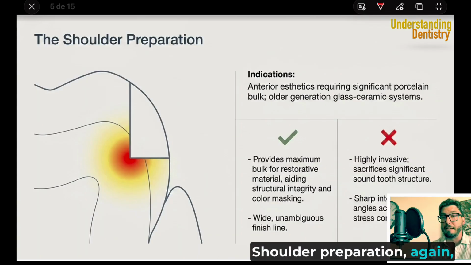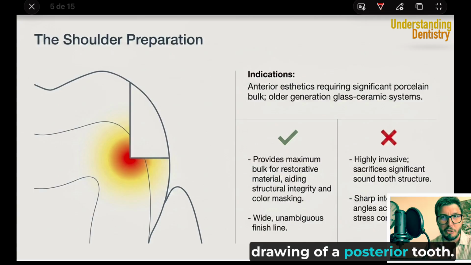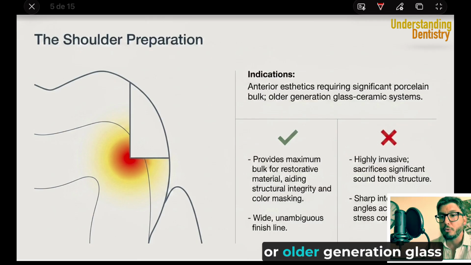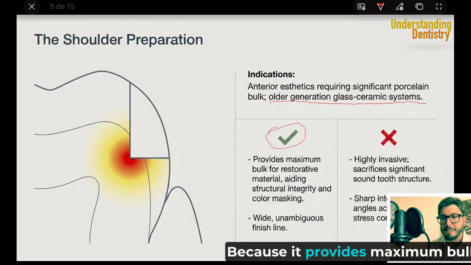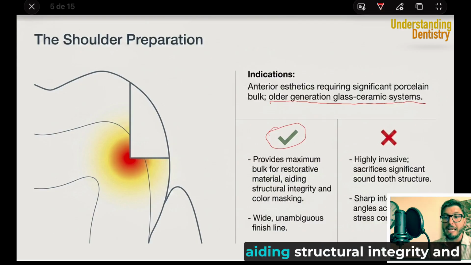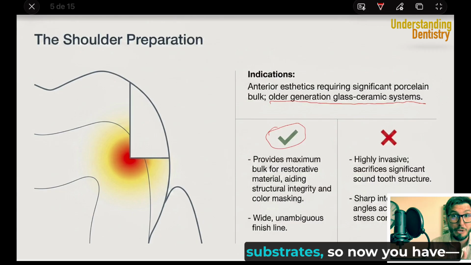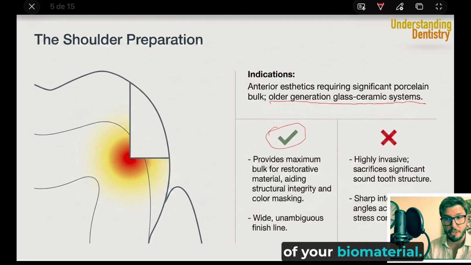Shoulder preparation, again, is more common for anterior teeth nowadays, but here you have a schematic drawing of a posterior tooth. It is indicated for anterior aesthetics requiring significant porcelain bulk or a porcelain layer of material, or older generation glass ceramic systems. So why is it good? Because it provides maximum bulk for restorative material. So you have nice thickness of material, aiding structural integrity and color masking, of course. Sometimes you have a dark substrate, so now you actually need more thickness of zirconia, of your biomaterial.